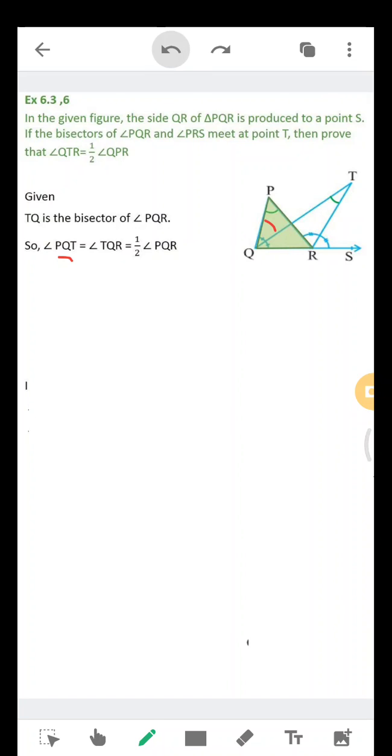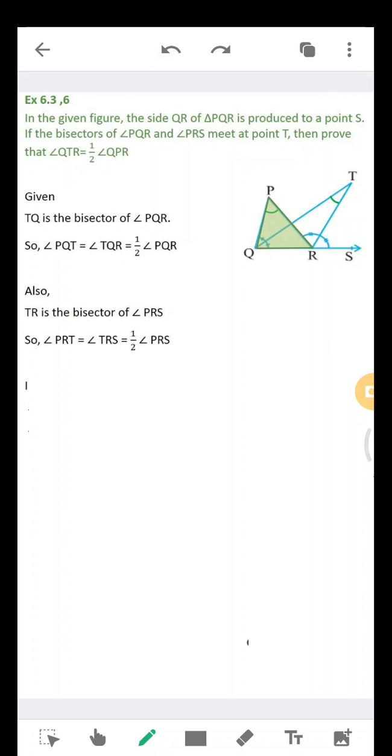That is equal to how much? It will be half of PQR. Both the angles will be equal to half of this angle, whatever may be that angle. If this is 60, this will be 30 and 30. That is half of 60 degrees. So that is equal to half of PQR. So I have got this from the bisector QT.